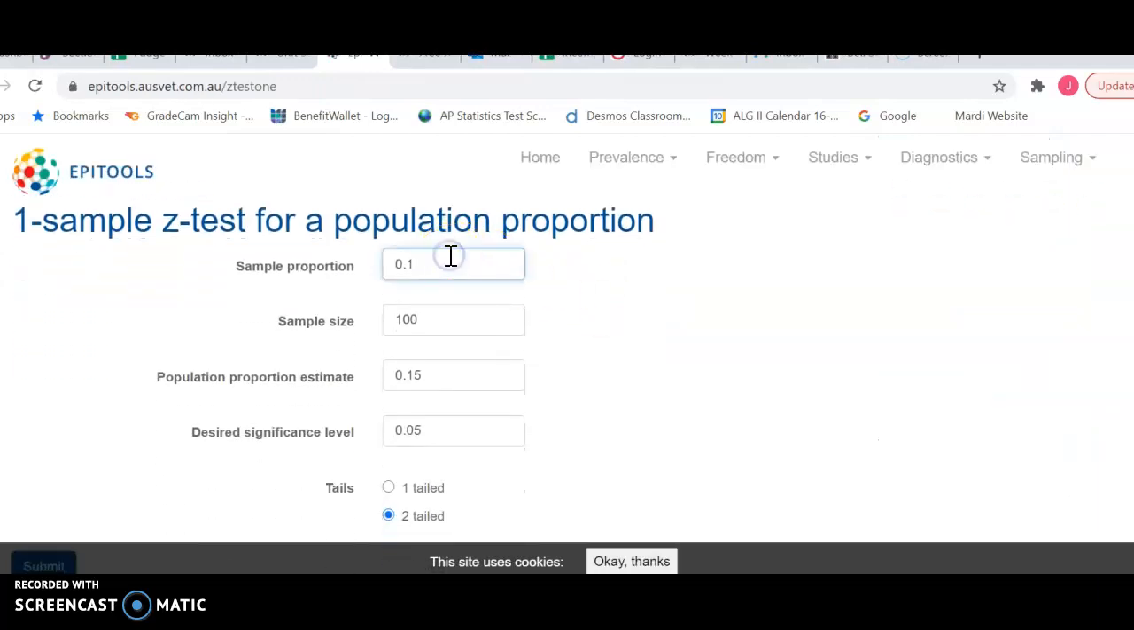And our sample proportion is 28 out of 60. So I'm going to take a calculator and figure out what 28 out of 60 is. It is 0.46 repeating, so I'm going to do 0.4667. The sample size is how many shots he took. That's 60. And the population proportion estimate, the one we're trying to test against, is 0.6. And then the desired significance level, we're going to use 0.05. It's the most common one.